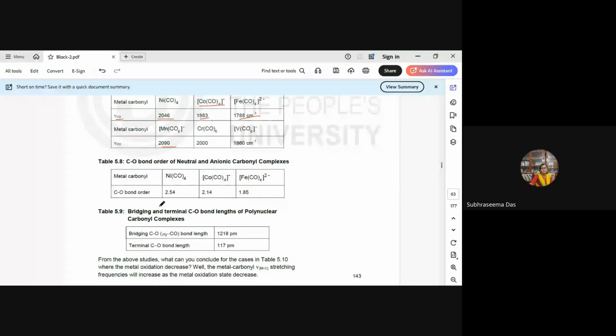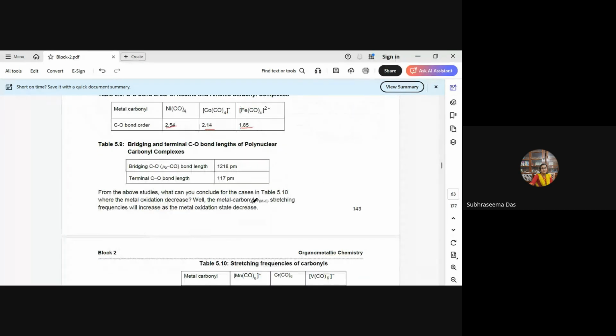So in this table, the bond order for some carbonyl complexes has been shown. For nickel tetracarbonyl, the CO bond order is 2.54. For Co(CO)4 minus, it is 2.14, and for Fe(CO)4 2 minus, it is 1.85. So in the next table, the carbonyl frequencies for the bridging and terminal CO bond lengths have been shown.